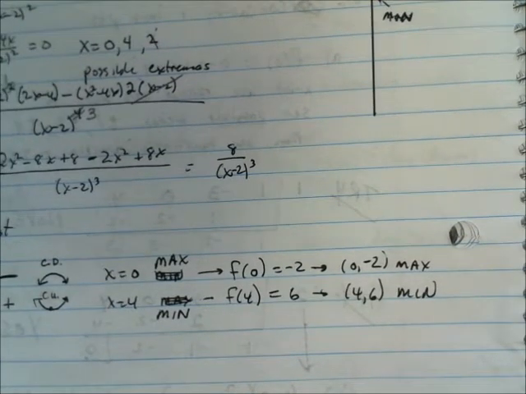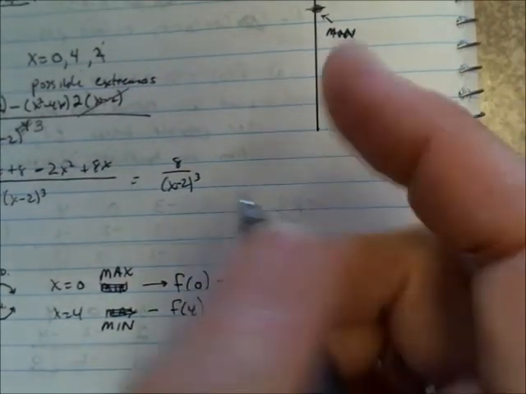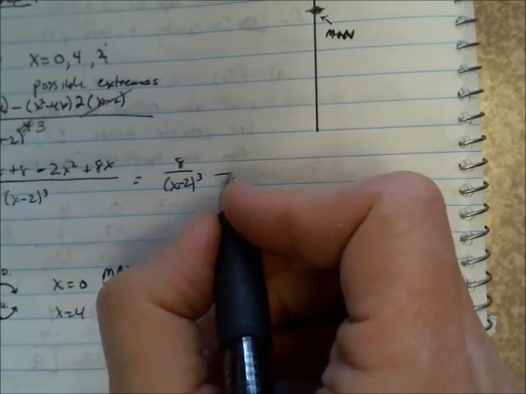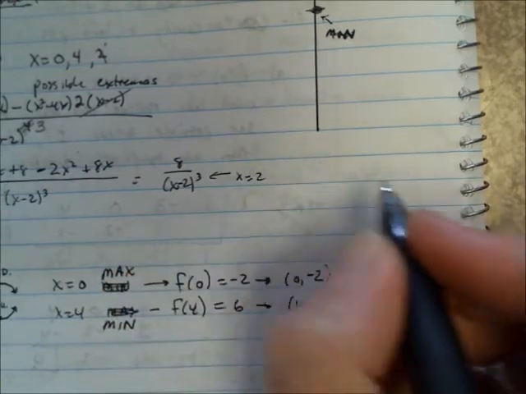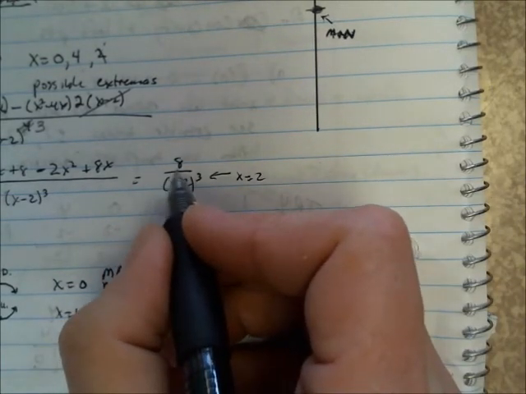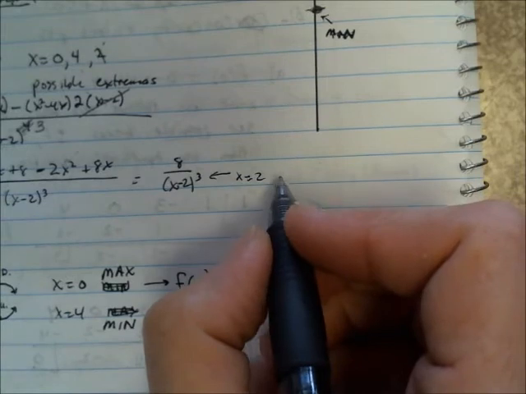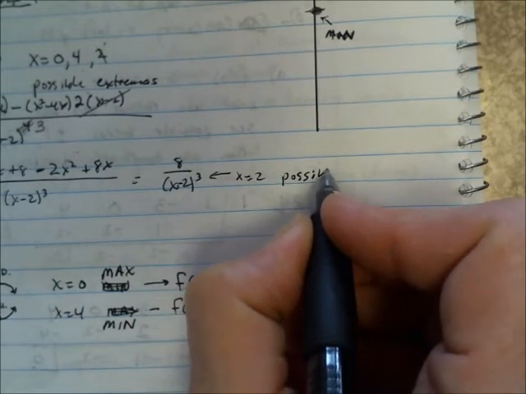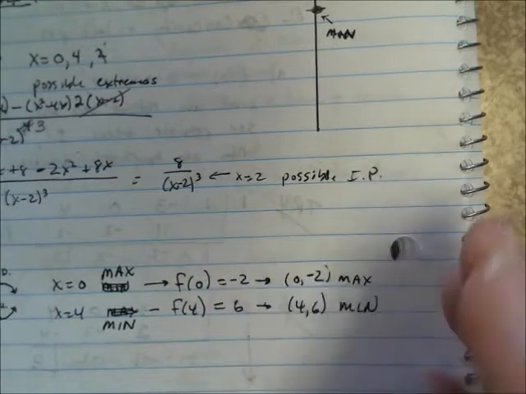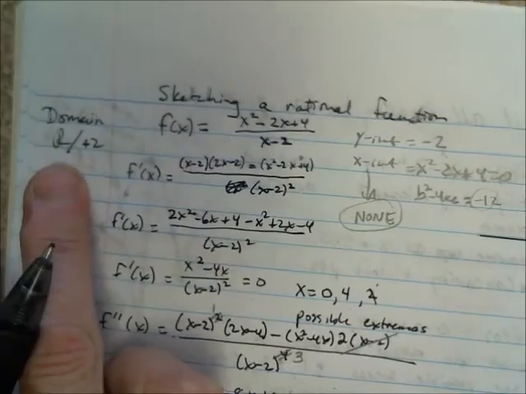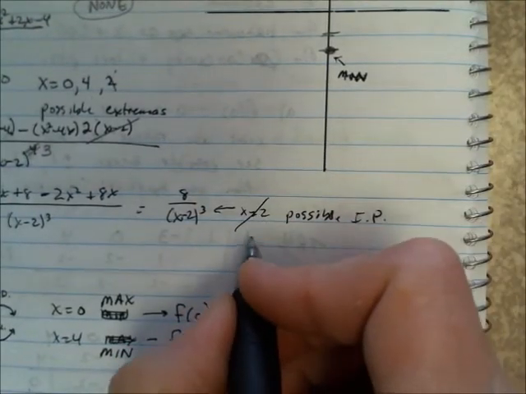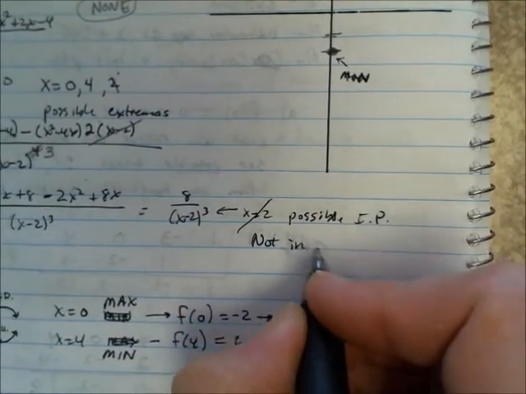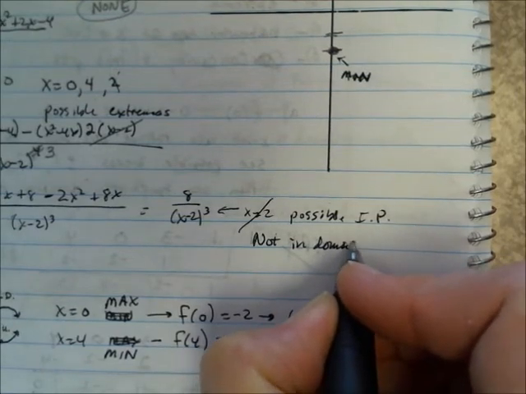All right, the next thing we can look at is an inflection point. If you take the second derivative and find the critical values, x equals 2 would be the only thing that would make this 0 or undefined. So that x equals 2 could be a possible inflection point. But if you remember way back at the beginning, we said the domain is all real numbers except for 2. So we'll cross that out because x equals 2 is not in the domain. We don't consider it for anything.